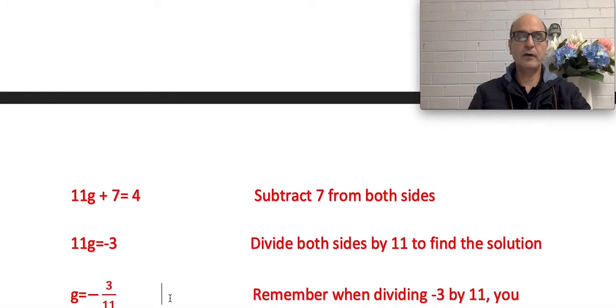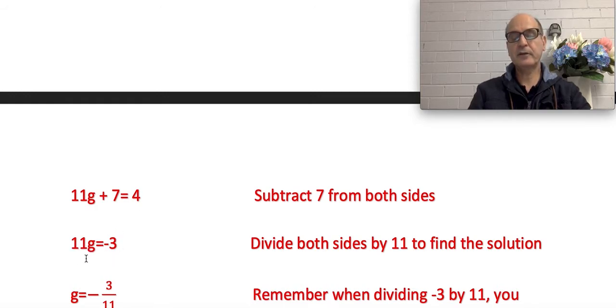Alright, so you know how to do this again. You got to get rid of this 7. Take away 7 from both sides. So if I take away 7 from this side, that plus 7 goes away. So I end up with only 11g. And if I take away 7 from 4, 4 minus 7 is minus 3.